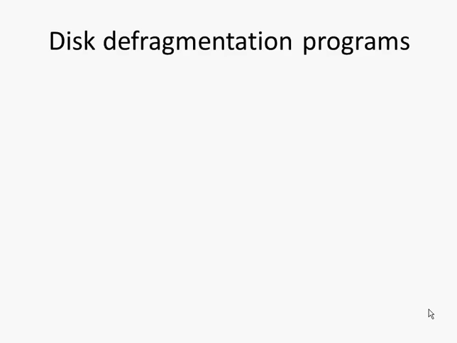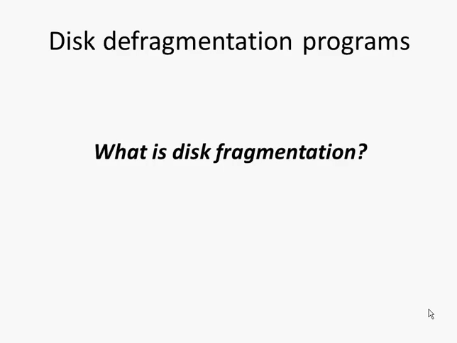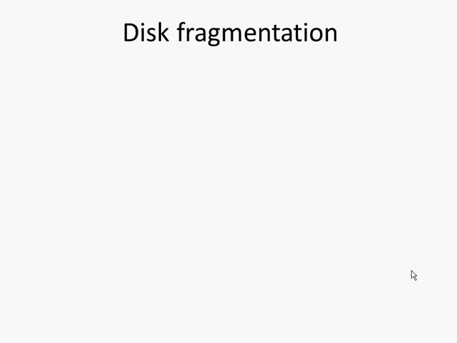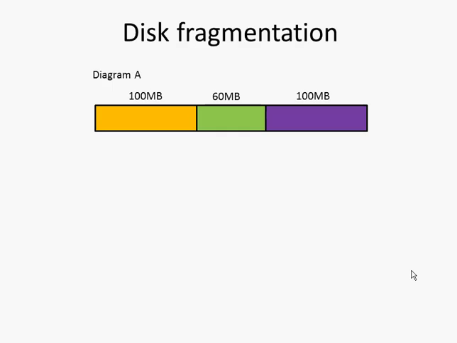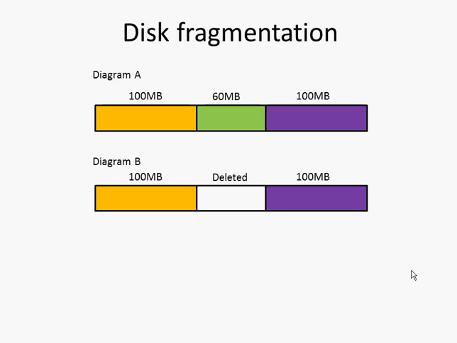I mentioned earlier disk defrag programs, or to give it its full name, disk defragmentation programs. To be able to understand these, we need to know what disk fragmentation itself is. So I'll try to explain. Here in this diagram we've got three files, each of 100 or 60 megabytes in size. If we were to delete the green file, which was 60 megabytes, then a space appears on our hard disk.